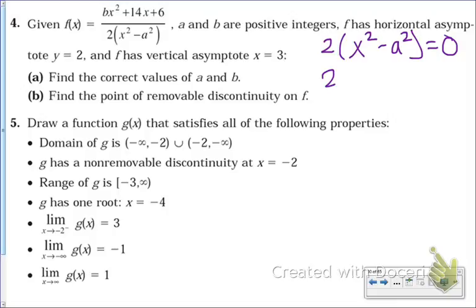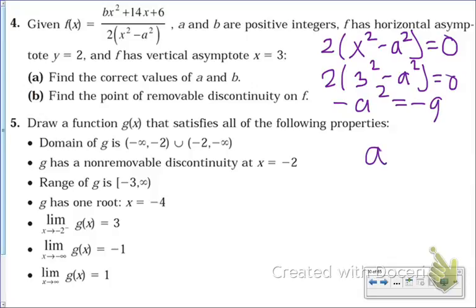So it would be 2 times 3 squared minus a squared equals 0. So you guys said, don't you need the 2? Not really, because the 2 disappears when you divide it by 0. So I have 9 minus a squared equals 0. So if I subtract 9 over to the other side, I have negative a squared equals negative 9. So yeah, a equals plus or minus 3. So a could equal negative or positive 3.